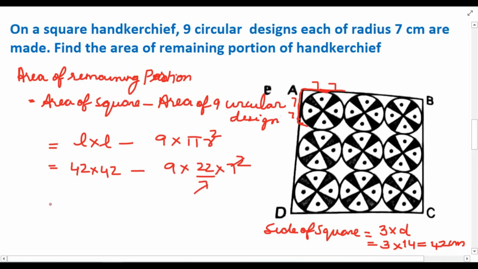7 will get cancelled, which is equal to 1764 minus 1386 which is equal to 378 centimeter square. So this is very easy to find out the area of the remaining portion of the handkerchief, area of the square minus area of 9 circular designs. For the area of the 9 circles, they have already given the radius of the circle. We need to find the length of the square. So the length of the square is nothing but 3 into diameter of one circle.